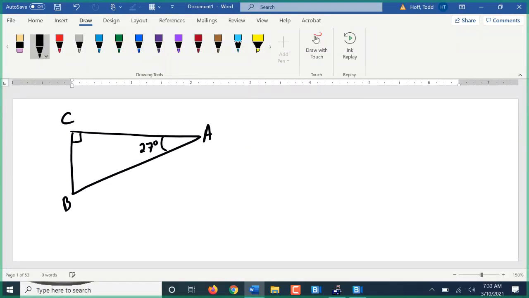Label my triangle ABC. And I am going to tell you that side C is 20 millimeters. In your notes, I want you to find sides little a, little b, and angle big B. Couple minutes and we'll go over those in just a minute.